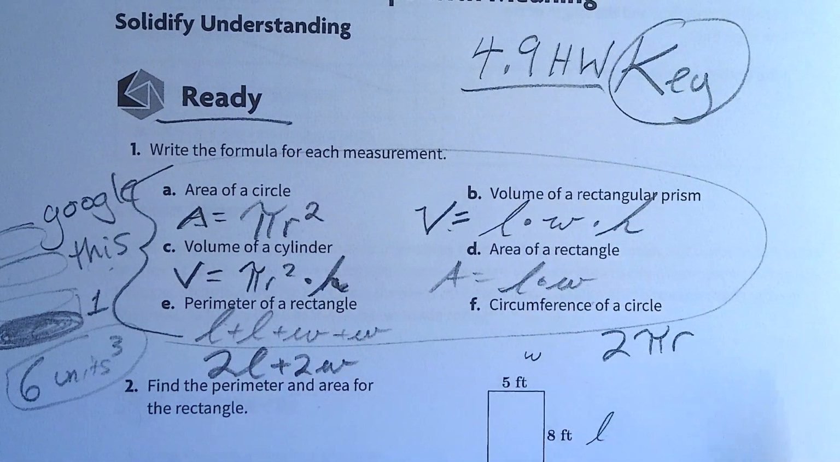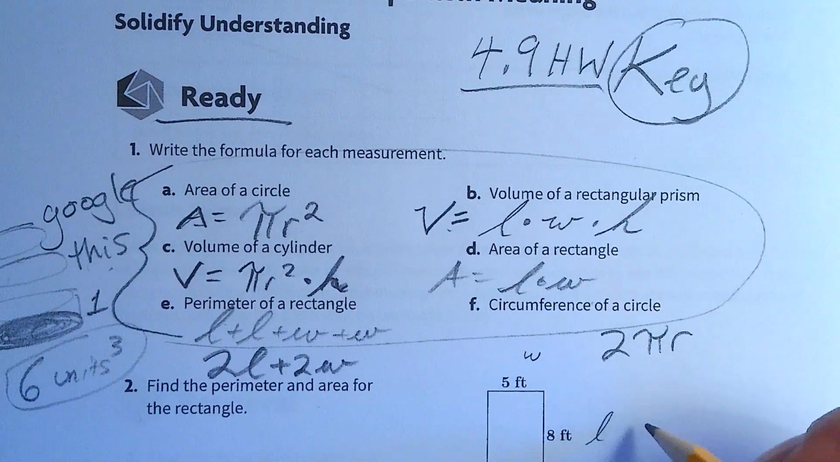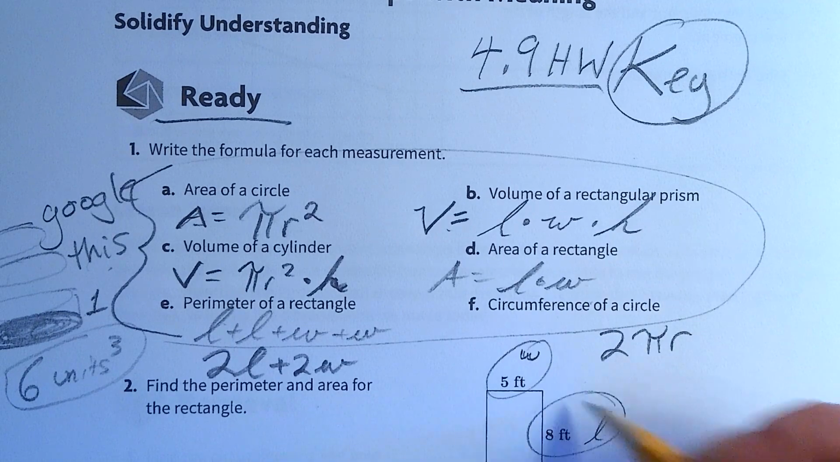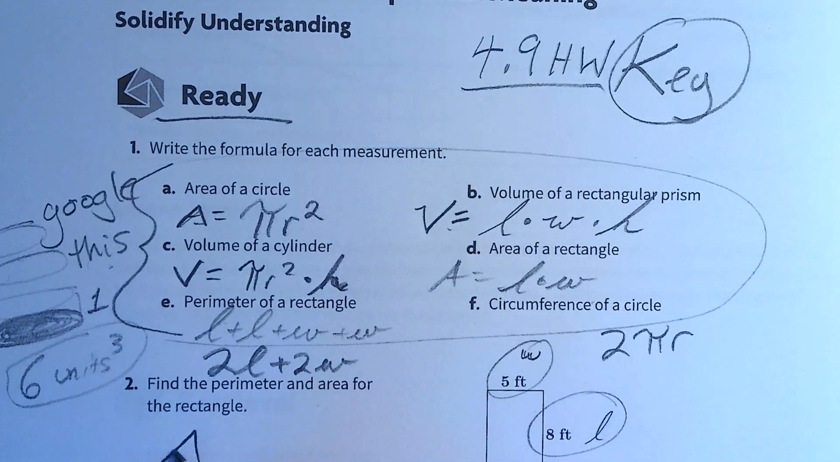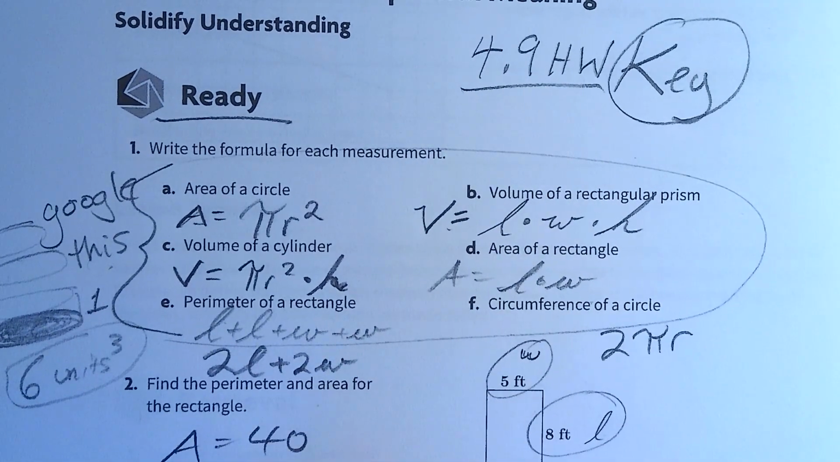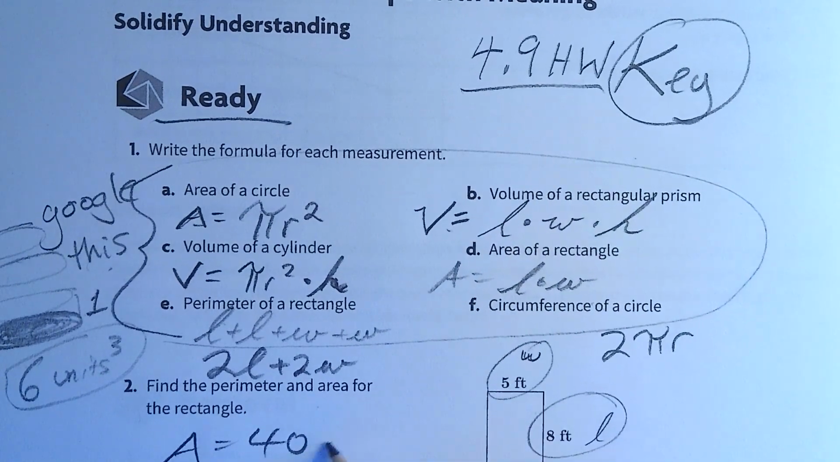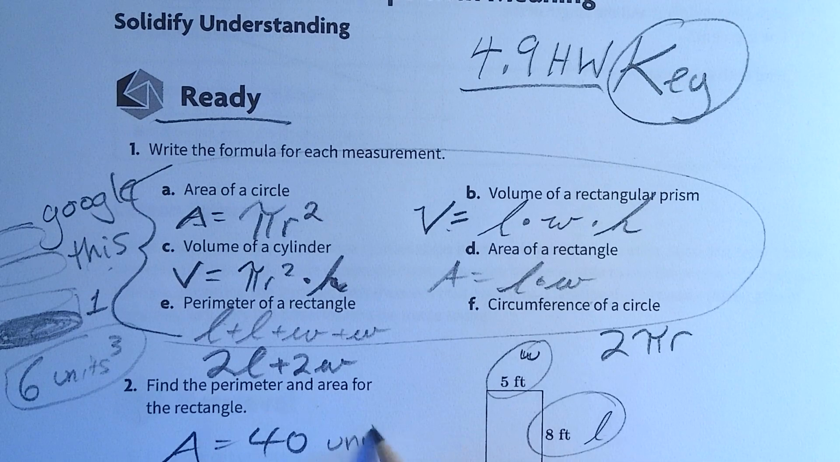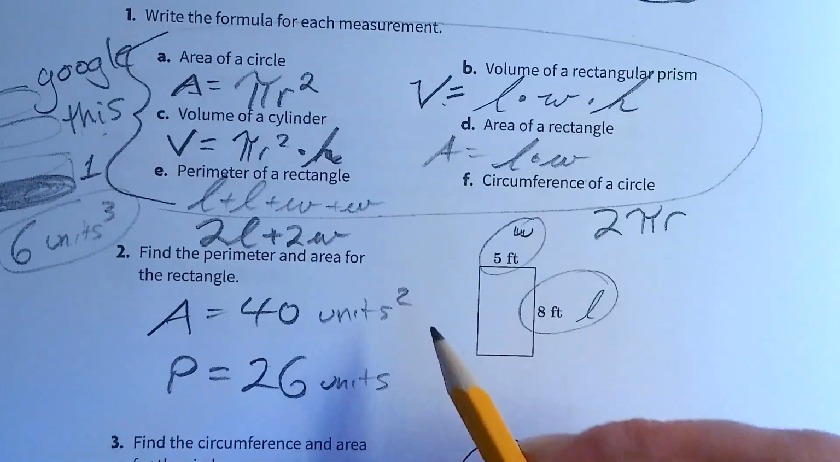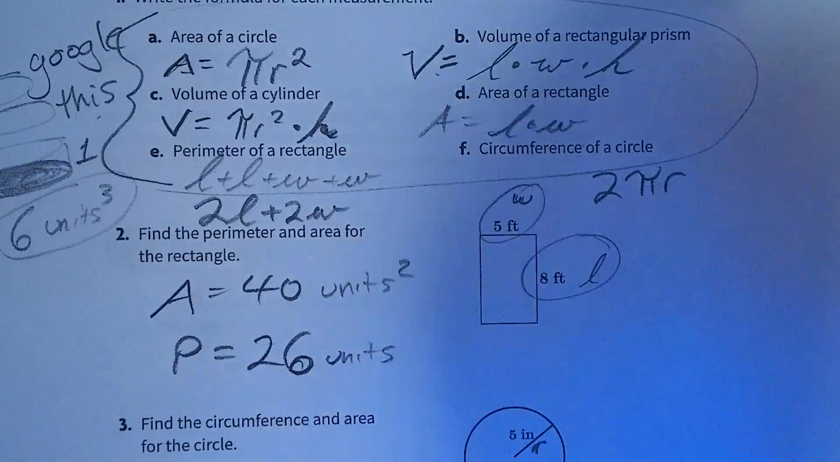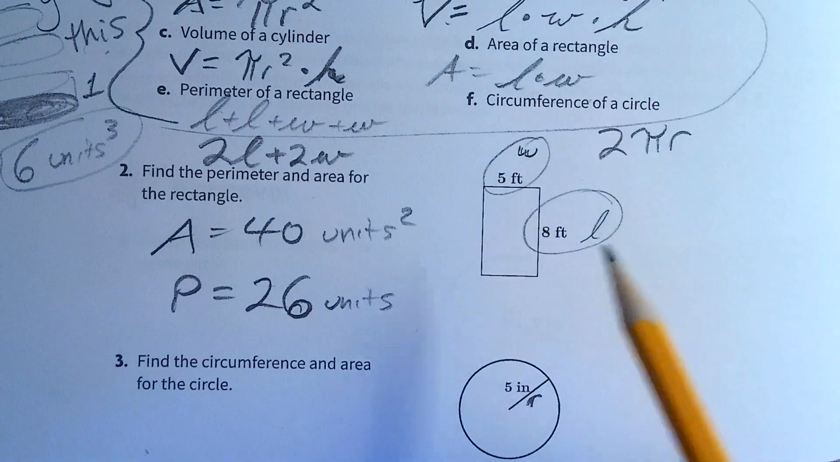Find the perimeter and area of the rectangle. This is the length, this is the width. A, 40. P, 26. Units. Squared units. Oops. I had a little technical difficulties this morning, so now I'm frazzled.